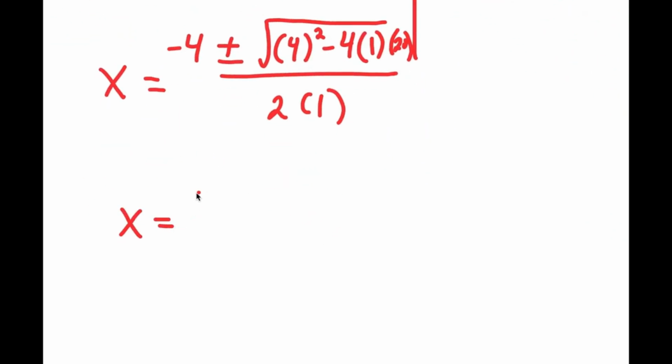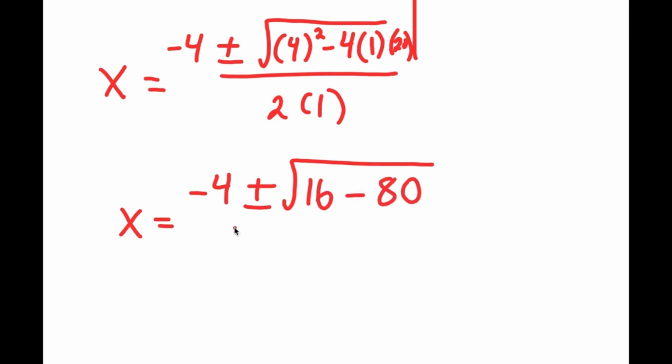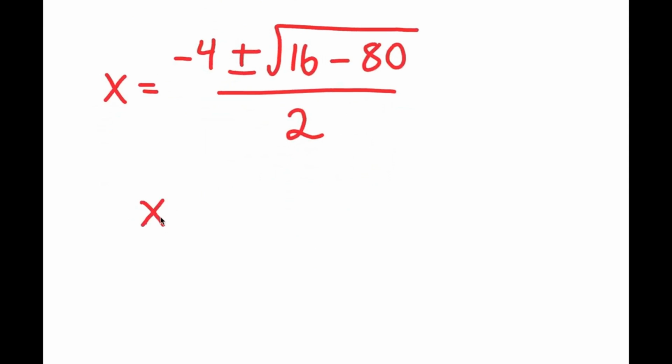And now this is equal to negative 4 plus or minus the square root of 4 squared, which is 16, minus 4 times 20, which is 80, over 2 times 1, which is 2. And now this is equal to negative 4 plus or minus the square root of negative 64 over 2.